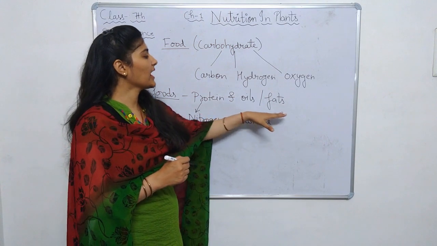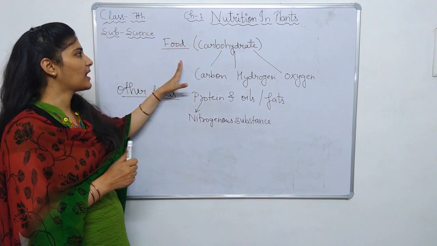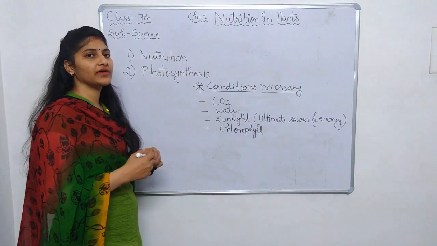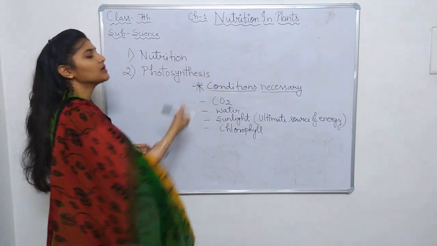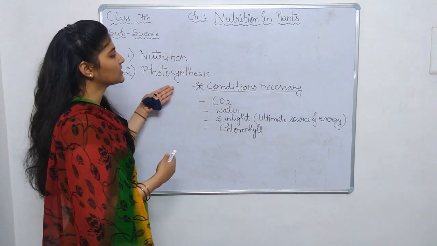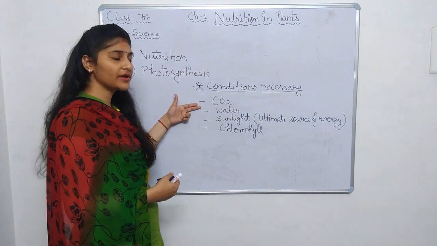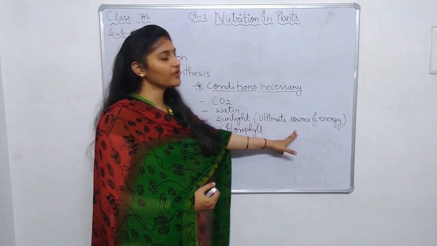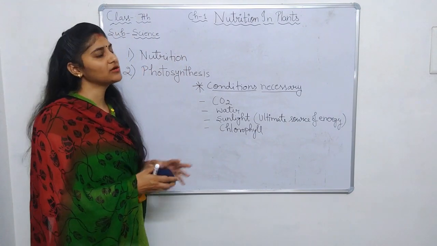Then oil and fats. These are also prepared by the plants as a food. Okay, let us revise what we have learned in this session, which is about nutrition, the process of photosynthesis. The conditions required for photosynthesis are: we require carbon dioxide, water, sunlight, it is the ultimate source of energy, and chlorophyll, the green pigment present in the plants.